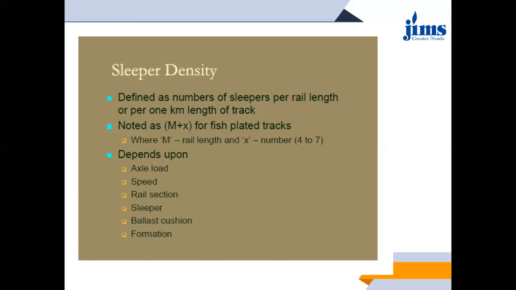This sleeper density is noted as m plus x for fish plated tracks, where m is the rail length and x is a number which varies between 4 to 7. The sleeper density depends upon various factors like axle load, the speed of the rail, the rail section used, the kind of sleepers used, the depth of ballast cushion provided, and the kind of formation constructed.